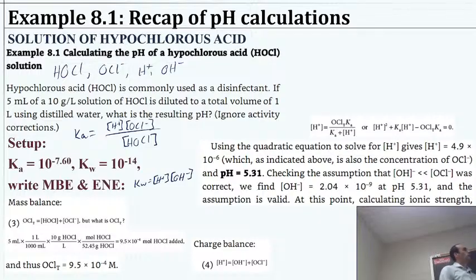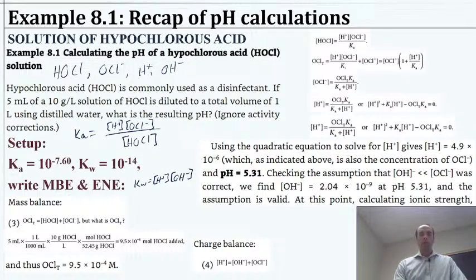Okay, so with that, we can get this electroneutrality equation where we balance the charges, and it should be pretty straightforward. H plus is our only positively charged species, and we've got OH minus and OCl minus as our negatives, anions. Okay. From there, we can do some derivations to arrive at our combined equation.